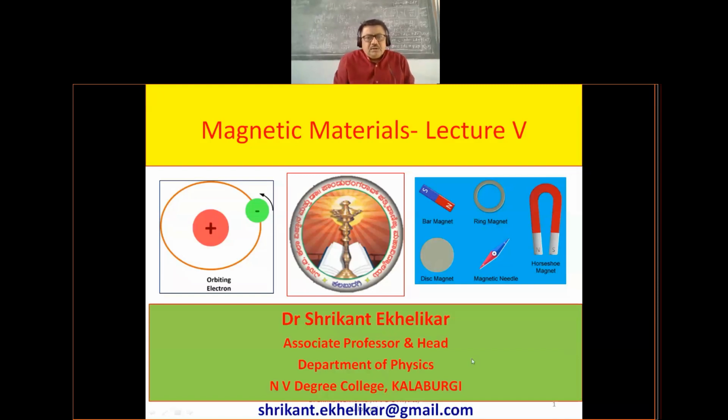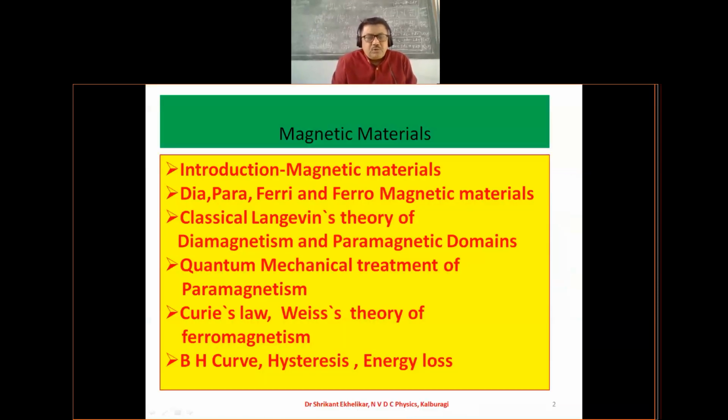In the next lecture, we discussed the classical Langevin's theory of diamagnetic material, and also we derived the expression for Langevin's classical theory of paramagnetic materials. In both cases, we came to the conclusion that diamagnetic susceptibility is negative and independent of temperature. Also, paramagnetic susceptibility is positive and inversely proportional to temperature.